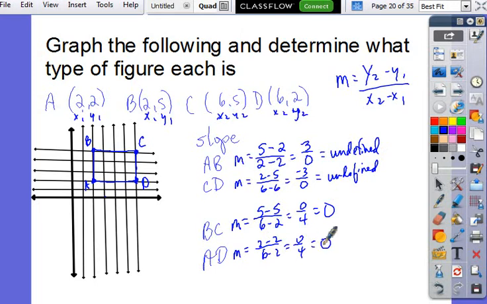When you get here, this is what you check. Do the first two have the same slope? Yes. Do the second two have the same slope? Yes. If both of those are yes, then you know, yes, it's a parallelogram. So now I know automatically it's a parallelogram. Well, can it still be a rectangle later? Yes. But all I know right now is parallelogram.